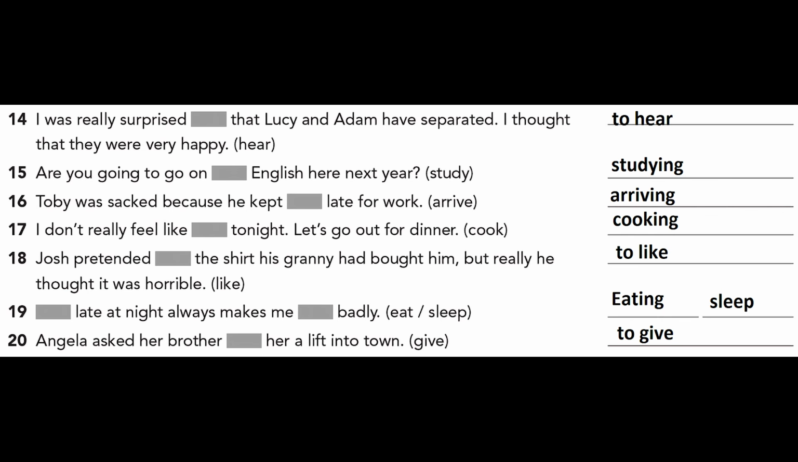17. I don't really feel like cooking tonight. Let's go out for dinner. 18. Josh pretended to like the shirt his granny had bought him, but really he thought it was horrible. 19. Eating late at night always makes me sleep badly. 20. Angela asked her brother to give her a lift into town.